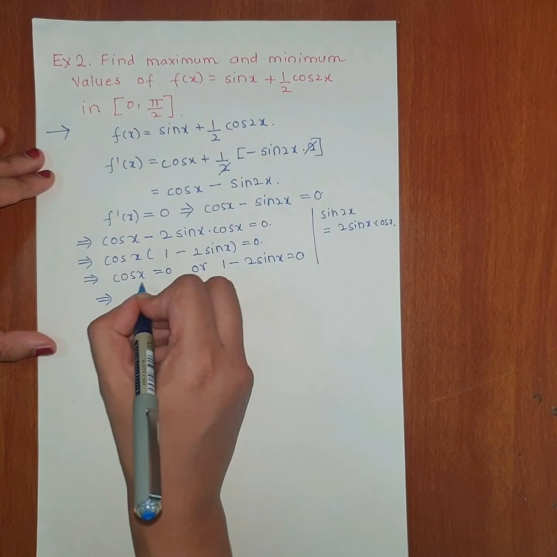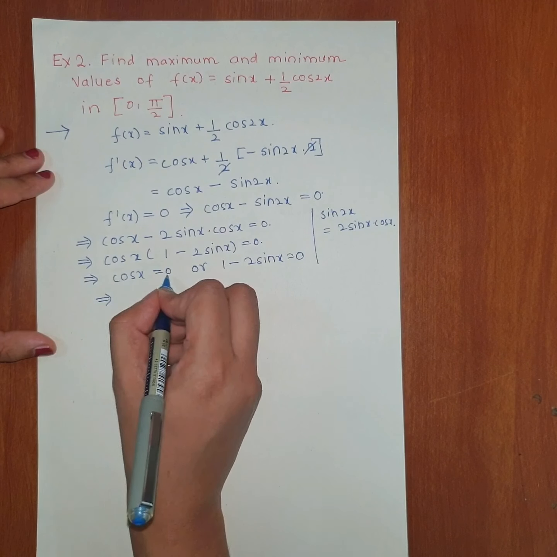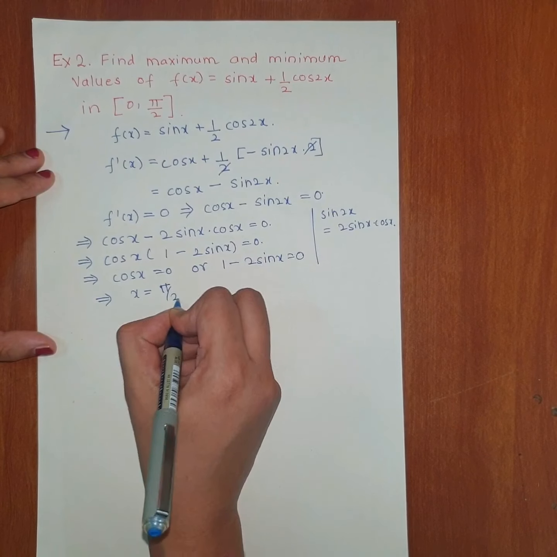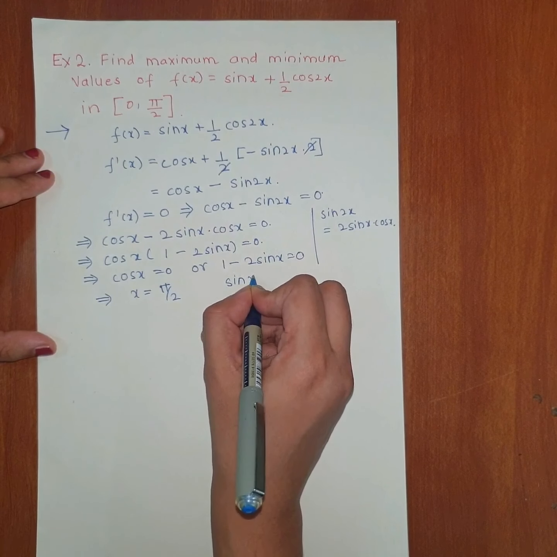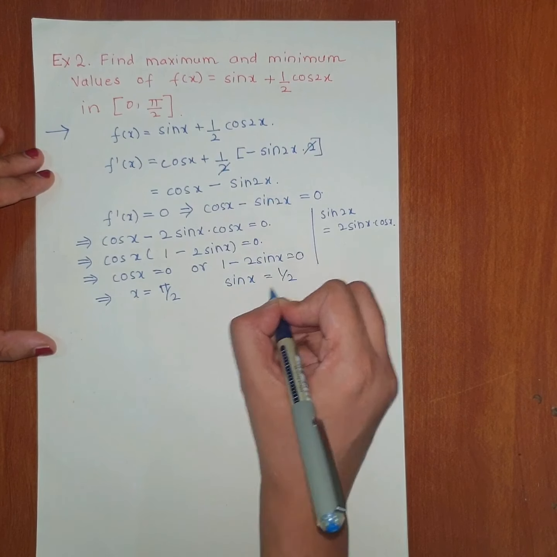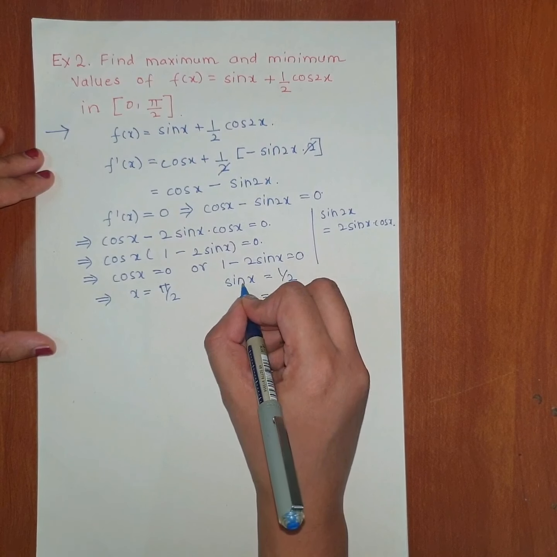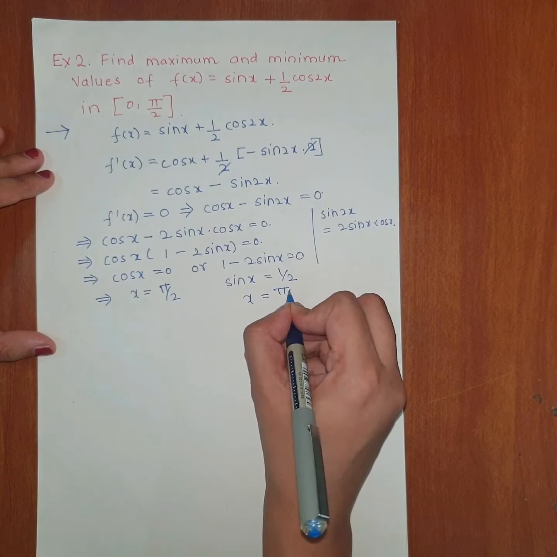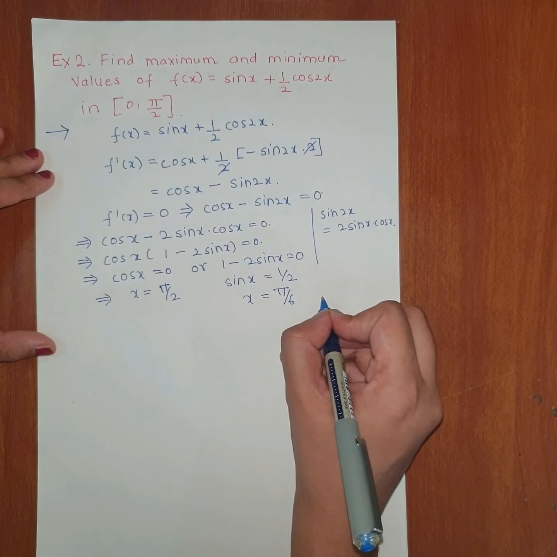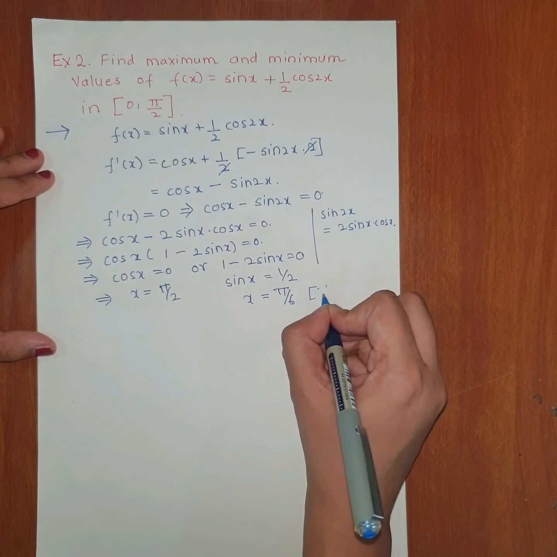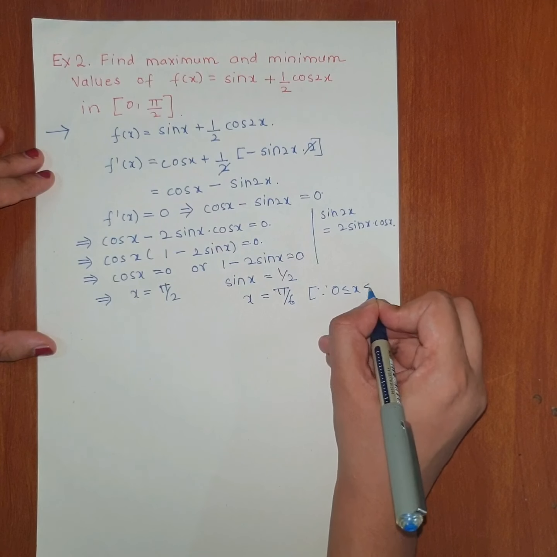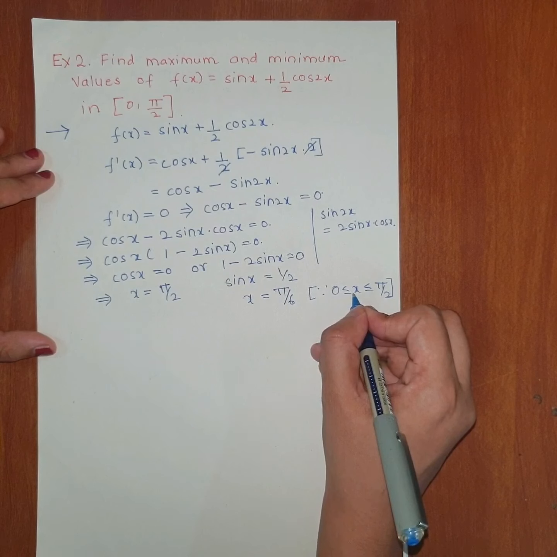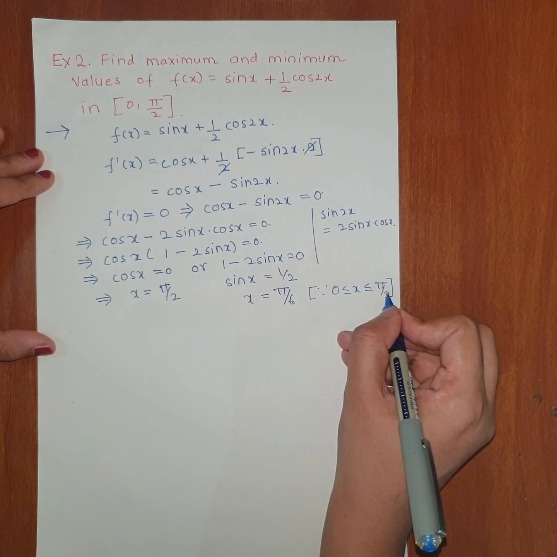Now we know that the cosine function is 0 at x equal to pi by 2, and sin x is equal to 1 by 2 at angle pi by 6. So you can observe that our x lies between 0 to pi by 2, and these values of x clearly lie in between 0 and pi by 2.